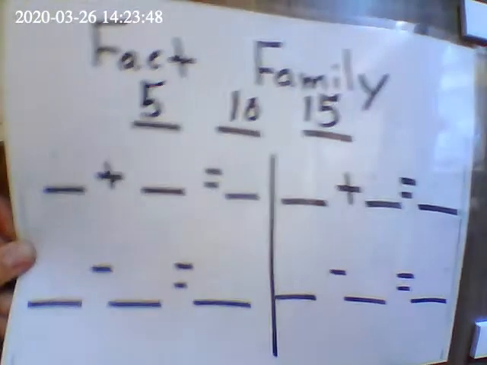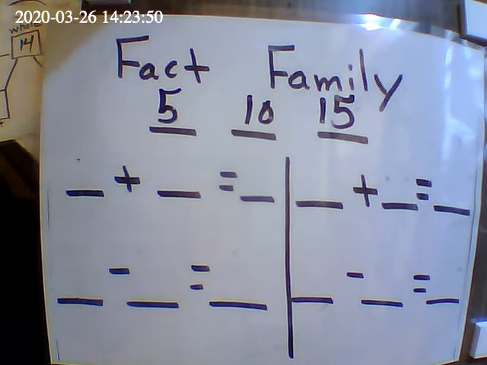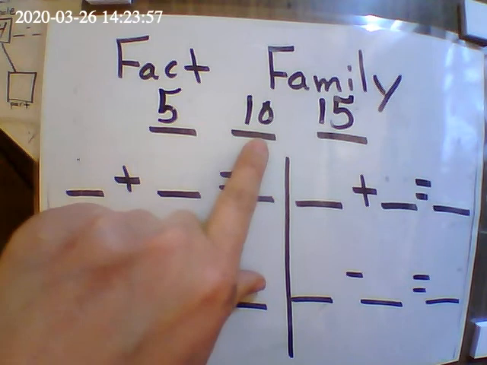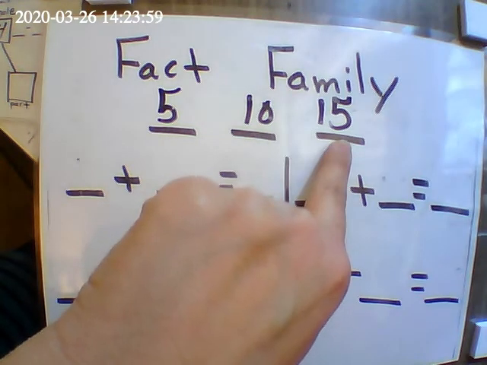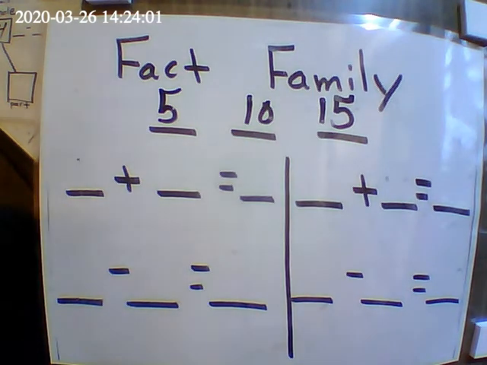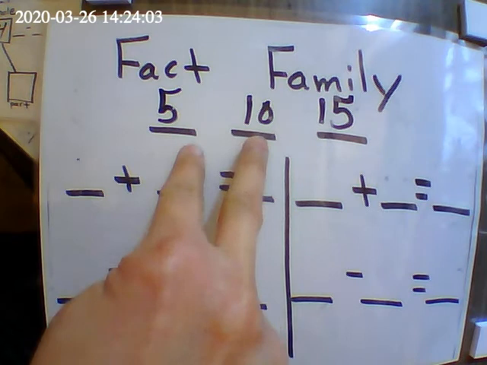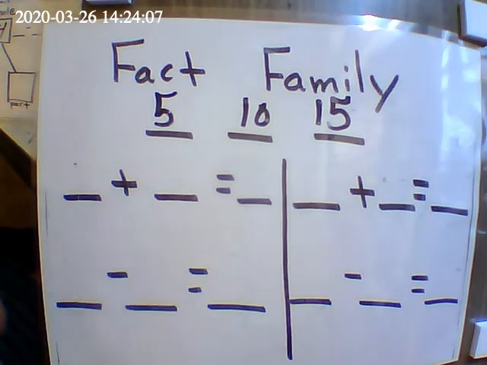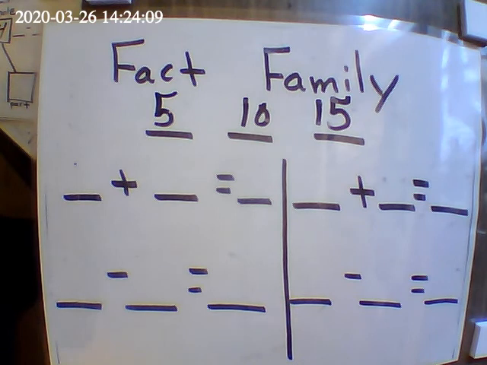And then we're moving on to our fact family. We have a teen number, and we also have 5 and 10, which are the parts, and then the 15 as the whole. So when we do our fact family, remember we start with part, and then we go to the whole. So see if you can do all the adding and all the subtraction now. You can pause the video if needed.